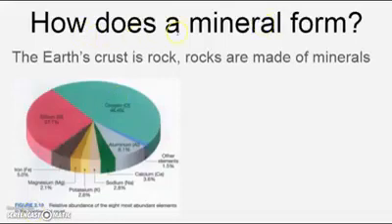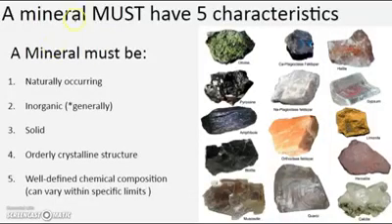So how does a mineral form? The Earth's crust is rock, and rocks are made of minerals. And you'll find that there are 8 primary or very abundant elements that make up the majority of all of the rocks on Earth. So we'll explore further. A mineral has characteristics.